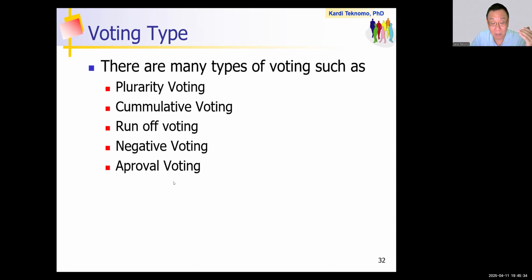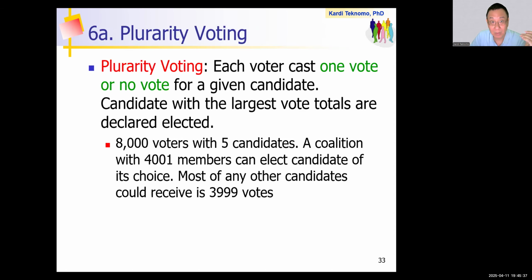So what is priority voting? Let's start with the first one. In priority voting, each voter casts one vote or no vote for a given candidate. Remember, the candidate here is not necessarily a person. It can be a project, a state, or a condition. This is basically an alternative that you want to decide on in a group. The candidates with the largest vote totals are declared elected.